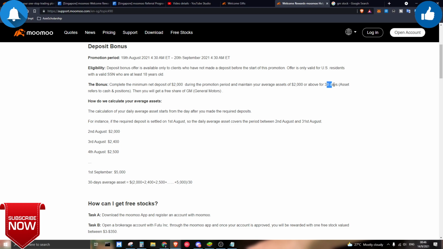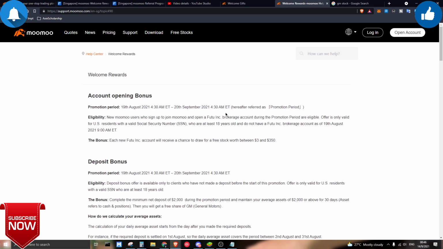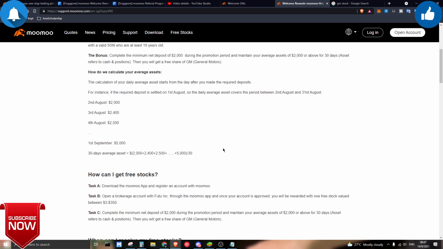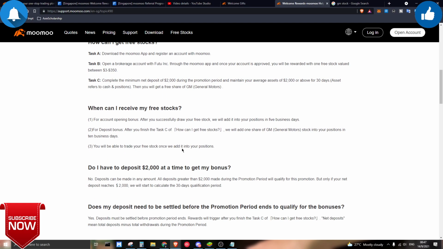So yeah, the promotion period is for whoever signs up. So over here, if let's say you are signing up before the 20th of September, you are able to get an opening account free stock, and after that it is worth from $3 up to $350. And if let's say you want to deposit your funds today, tomorrow, or let's say on the 19th of September, you need to hold for 30 days, and after that, from there you are able to unlock your General Motors funds. And after that, yeah, over here this is just all the promotion of the US stock, and after that, from there we're going to end the video.